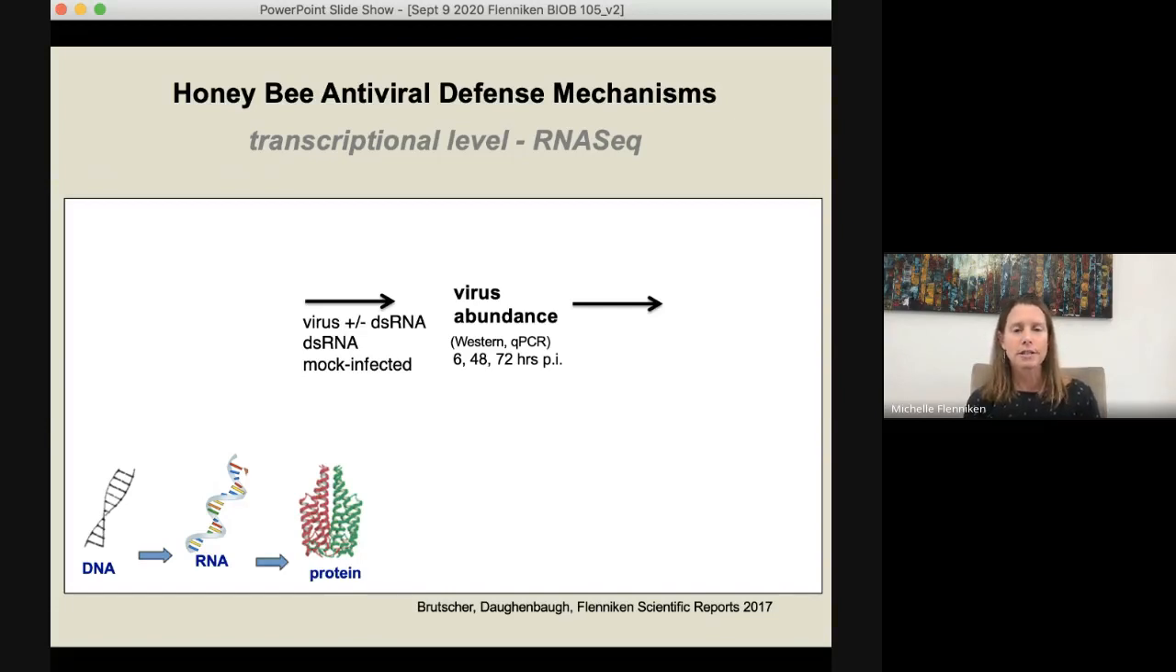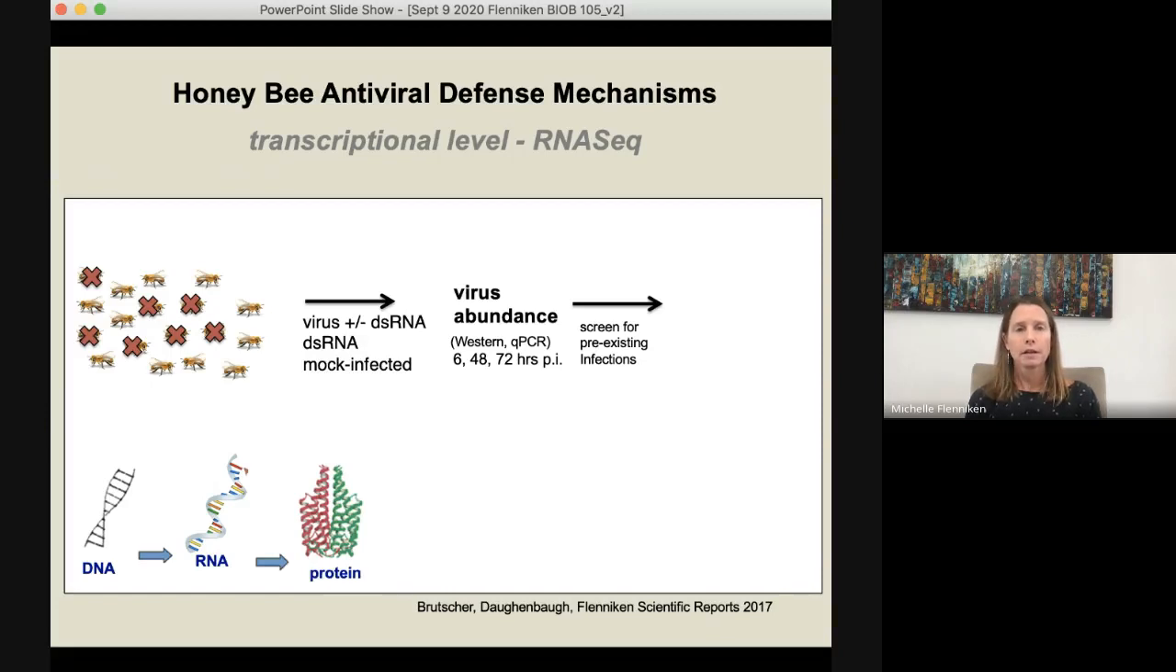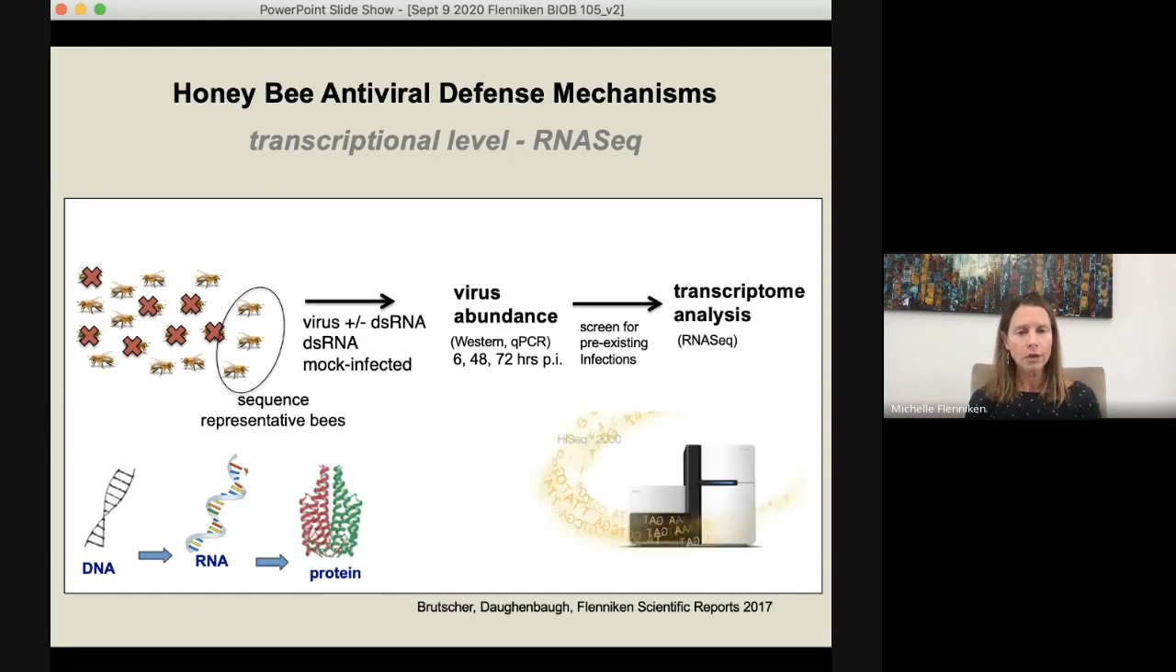But what is that? To delve into that further, what we did is we took individual bees from those experiments, multiple experiments. You always have to do lots of experiments in science. We screened them for pre-existing infections. We selected those that had primarily the virus infection we were studying. We sequenced representative individuals, and that means we sequenced all the RNA that was in each individual bee. That's called transcriptomic analysis, or RNA-seq. It gives you a snapshot of the genes that are being expressed, or turned on, at any given point in time. And in our case, it was in response to virus infection or double-stranded RNA only.